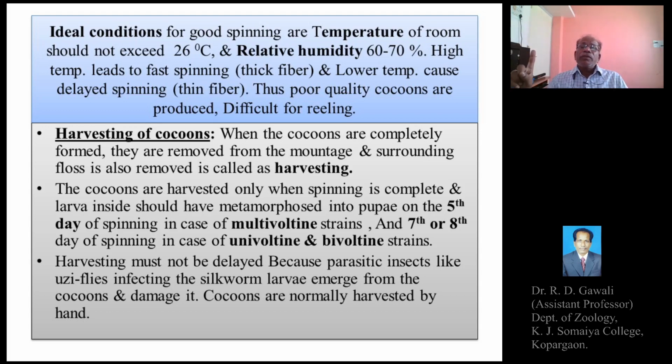And in case of univoltine and bivoltine strains, the pupa is formed inside the cocoon on the 7th or 8th day of spinning.